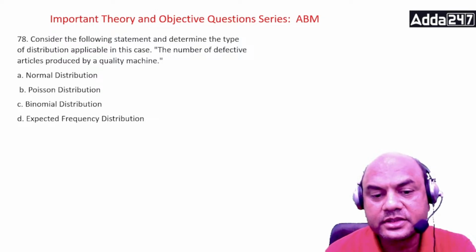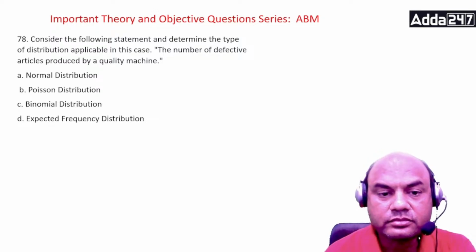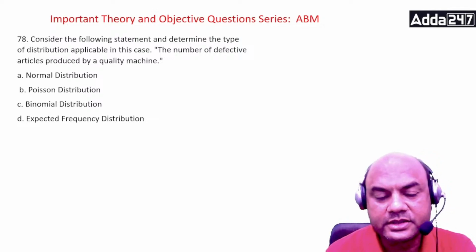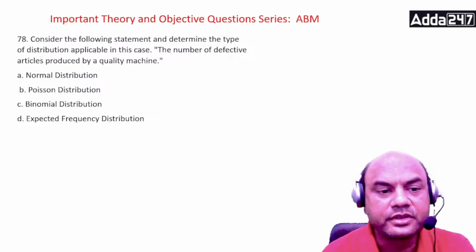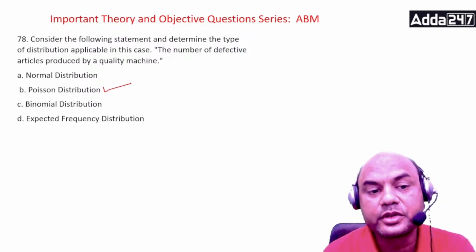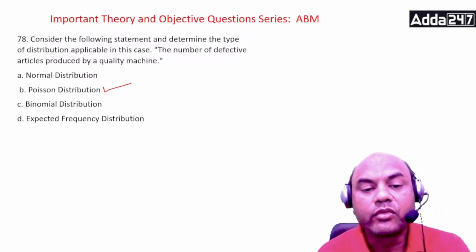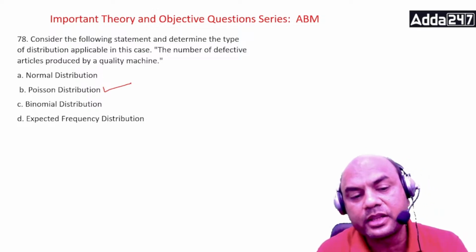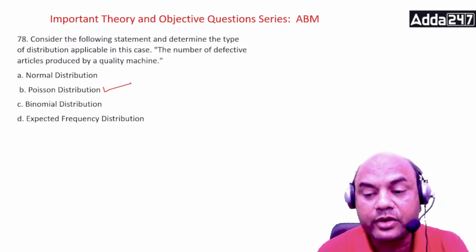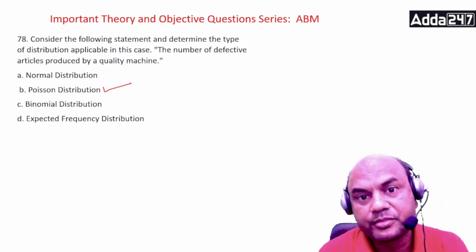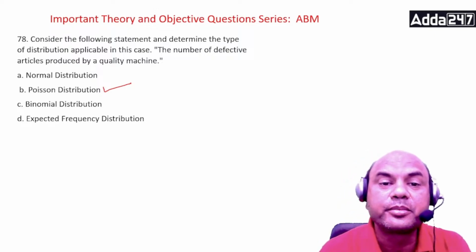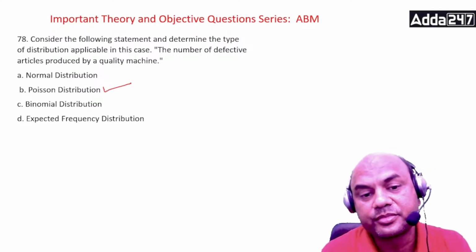So the answer is, shall I give the answer? The answer is Poisson. Okay, Poisson distribution. What is the Poisson distribution? It is applied when the total number of events is large, and the probability of occurrence is very small. Events are large and occurrence is very small. This is the basic nature of Poisson distribution.